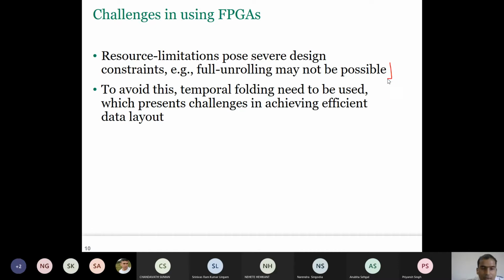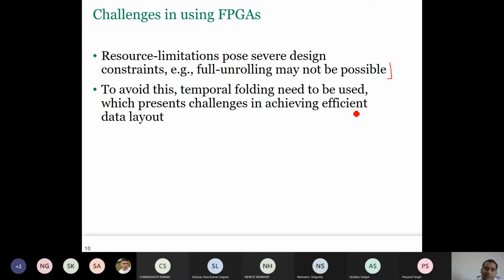Suppose you want to perform 2400 multiplications. If you had 2400 or more actual multipliers, you could do all of those multiplications in a single go, right? That is called full unrolling. But because you don't have 2400 multipliers, suppose you have only 24, then you need to fold it. First fold, you do only 24. Next fold, again 24. Next fold, again 24. Like this, you have to do it 100 times. That will bring the total to 2400 multiplication operations. That is called folding, temporal folding.